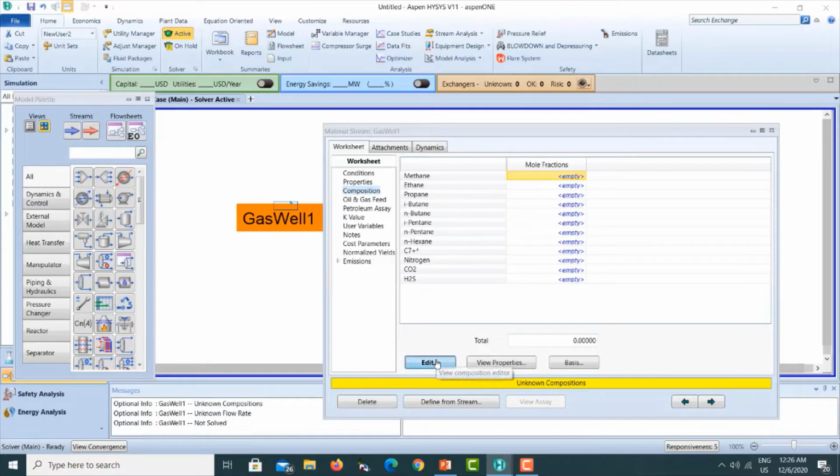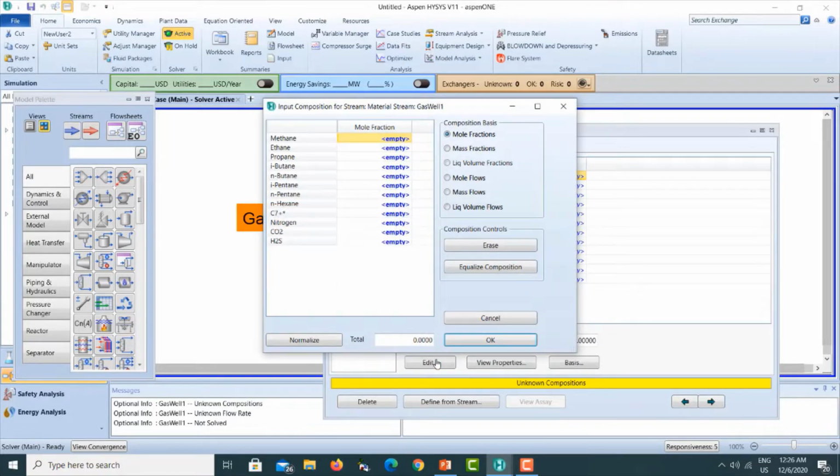The composition I wrote down on the page, so I will just use that information from there. Methane is 0.6230, then 0.0163, then 0.0043, normal butane is 0.0082, isopentane is 0.0042, then 0.0040, normal hexane is 0.0066, C7 plus is 0.0099, nitrogen is 0.0055.